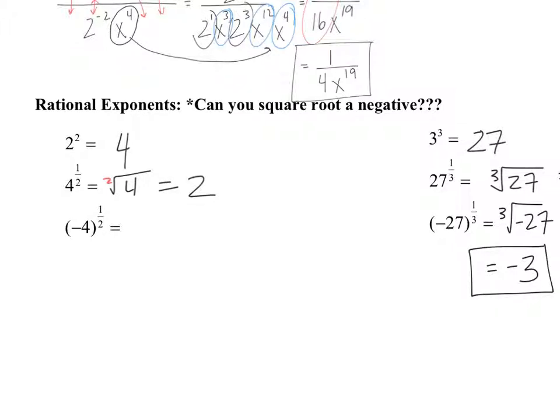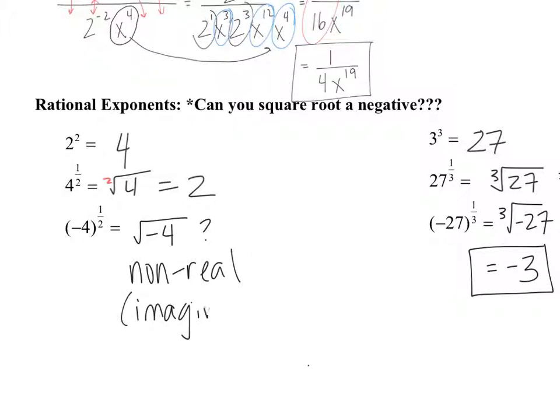Okay, so now let's do the same thing with the negative 4 over here. Can I square root negative 4? Okay, so you're thinking to yourself, what times itself gives you negative 4? And there's no possible way to do that. So this is actually a non-real or imaginary answer. And that is all you have to do.